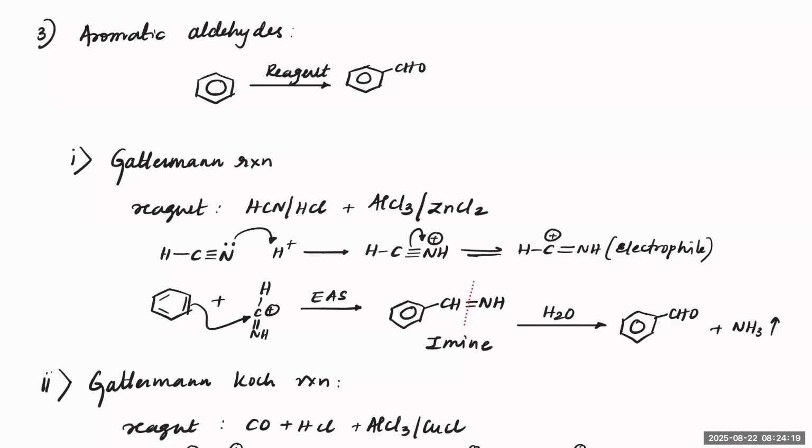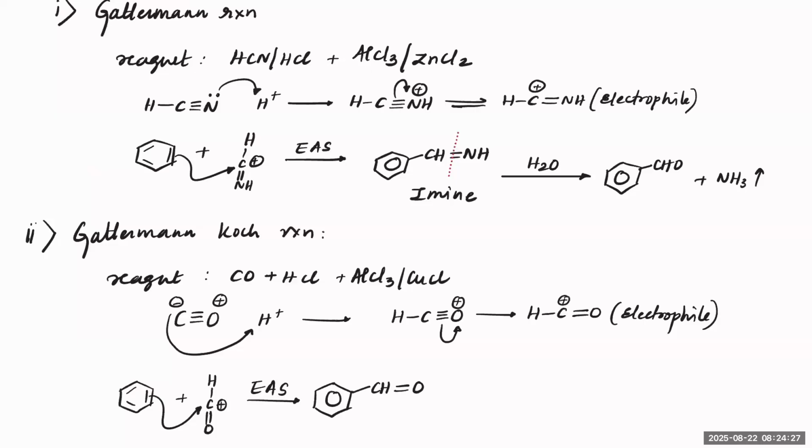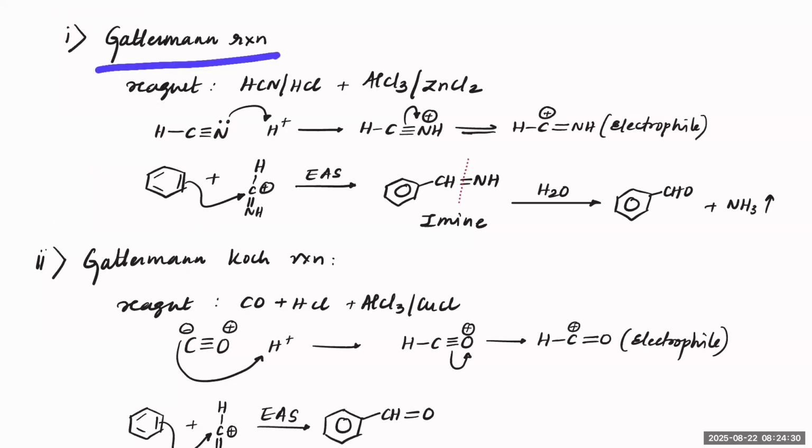So if I have to convert benzene into benzaldehyde, then there are two main reactions. One is Gattermann reaction, the other one is Gattermann-Koch reaction. In Gattermann reaction, we'll be using HCN in the presence of dry HCl added with anhydrous AlCl3 or anhydrous zinc chloride. Most of the time, it is zinc chloride that is used more than AlCl3. So what happens is that the lone pair present on nitrogen will first take H plus from the dry HCl, and then it creates a sense of positive charge here.